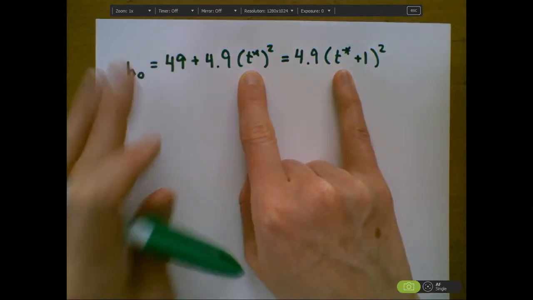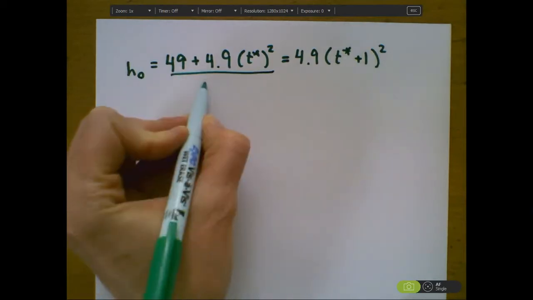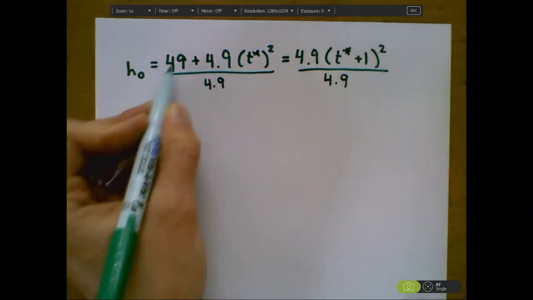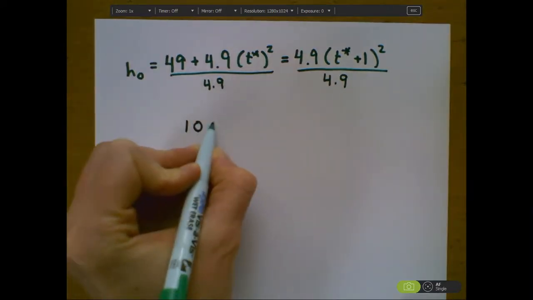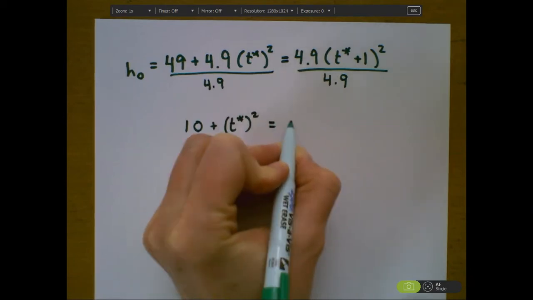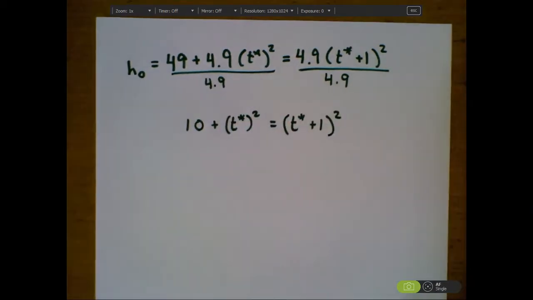So now we've reduced one of our variables, and I'm going to solve for t star, which is relatively straightforward. Notice that I can divide everything by 4.9, so I'm going to divide both sides by 4.9 just to make it a little nicer. And we see that we get 10 plus t star squared is equal to (t star plus 1) squared.